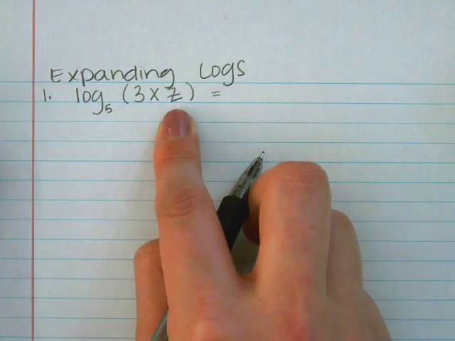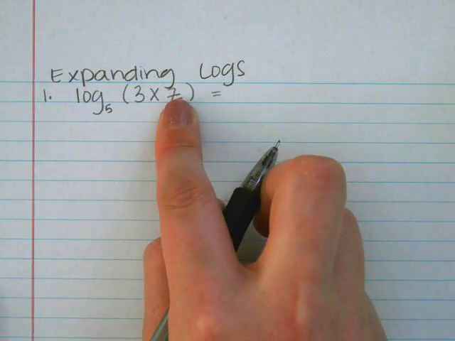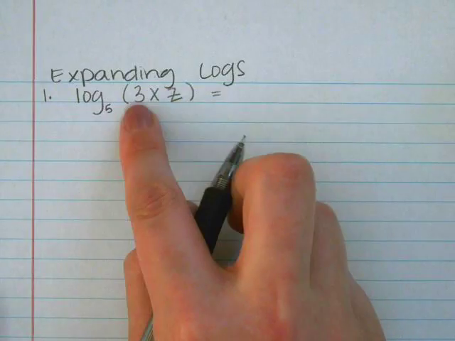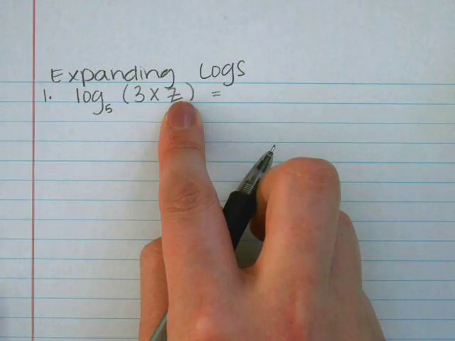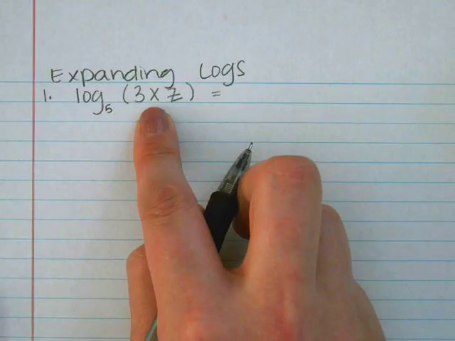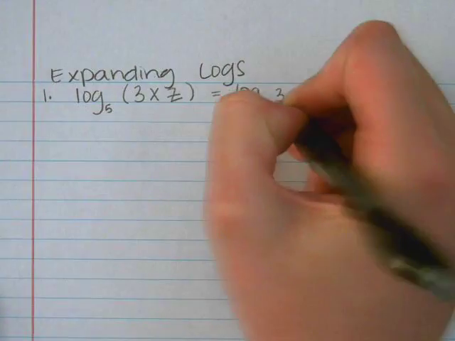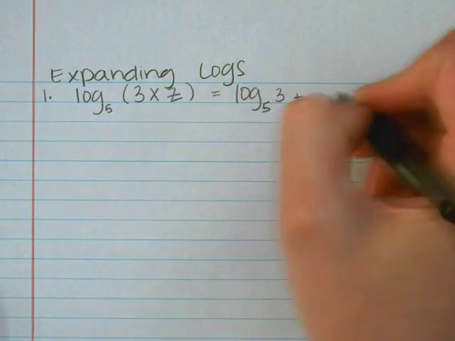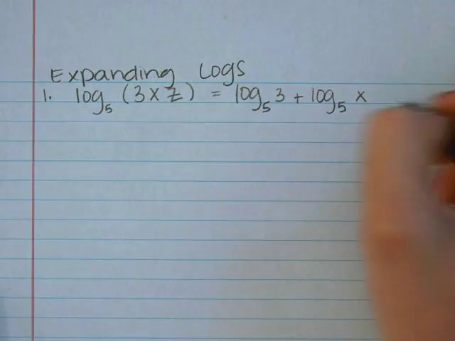Okay. So when you look at these, you want to think about how many times you're going to have to write log because it helps you break things up. So I've got 1, 2, 3 things. Can you guys see that? I've got a 3, an x, and a z. And so I'm going to be writing log base 5 3 times. And these are all being multiplied together, so what should be in between them? Plus. So I've got log base 5 of 3 plus log base 5 of x plus log base 5 of z.